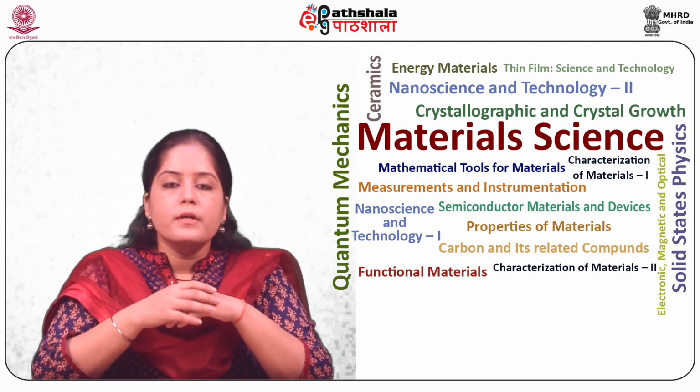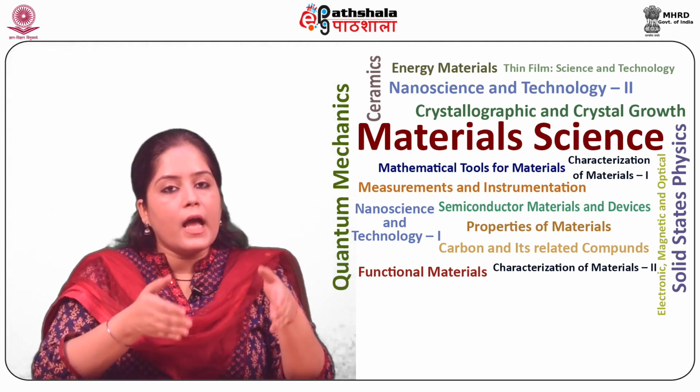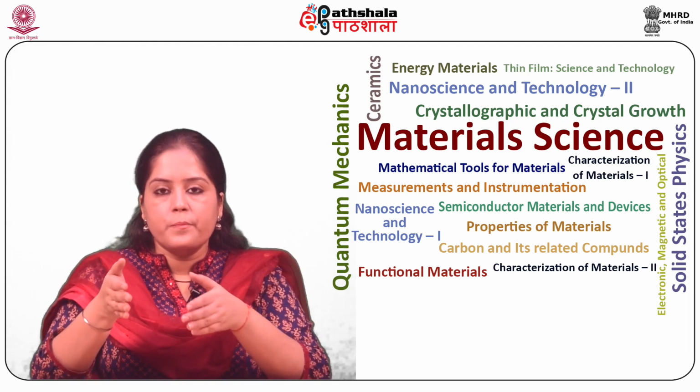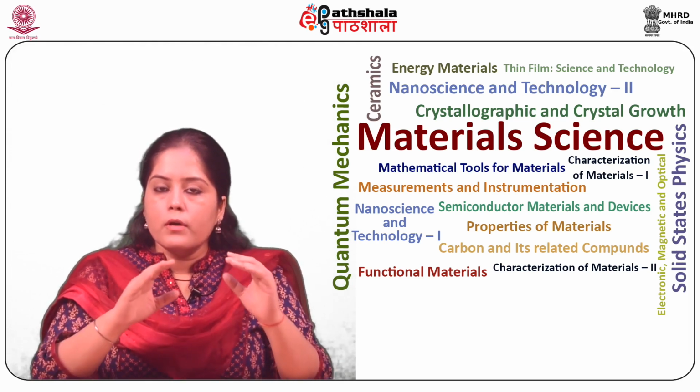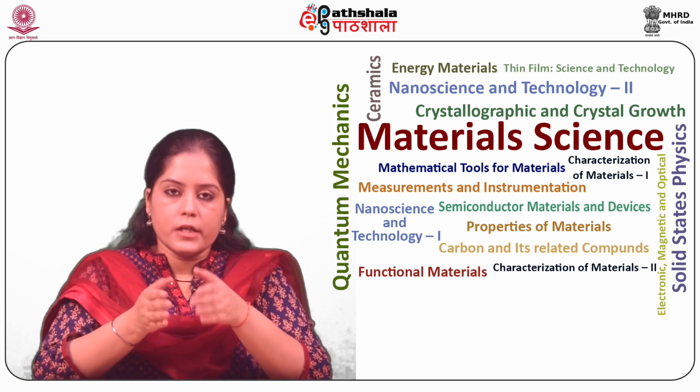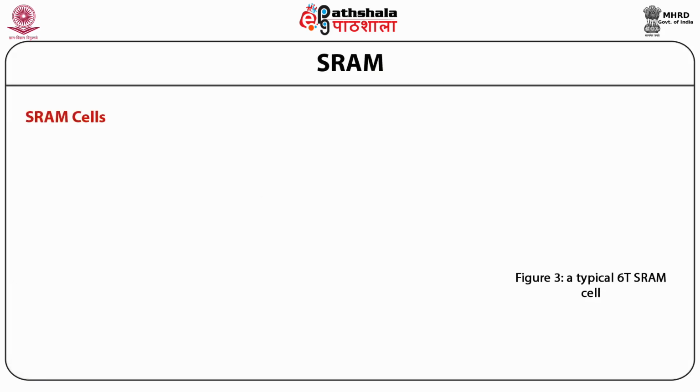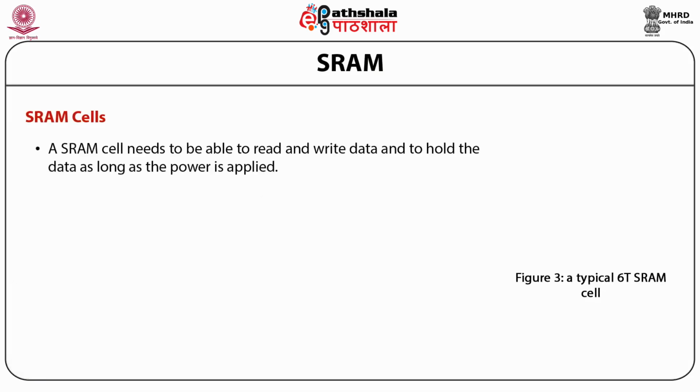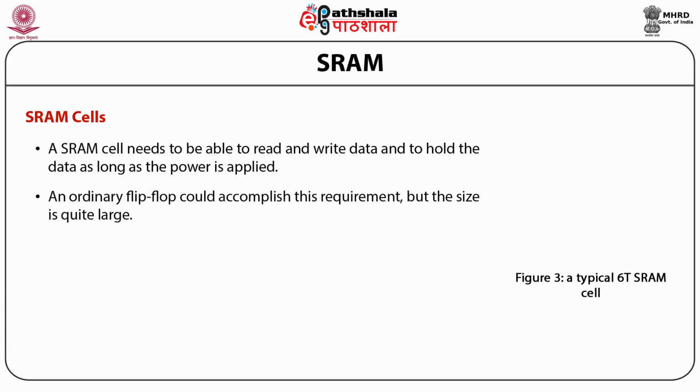The SRAM consists of an array of memory cells along with row and column circuitry. SRAM cells. A SRAM cell needs to be able to read and write the data and to hold it as long as the power is applied. An ordinary flip-flop could accomplish this requirement, but the size is quite large.